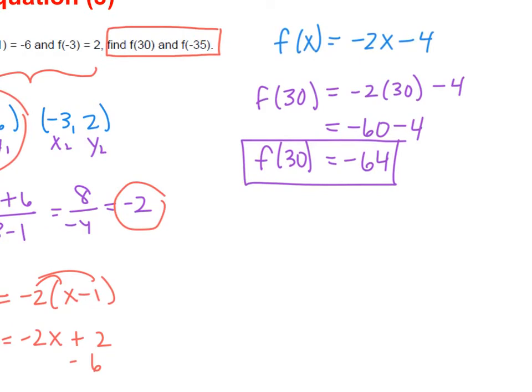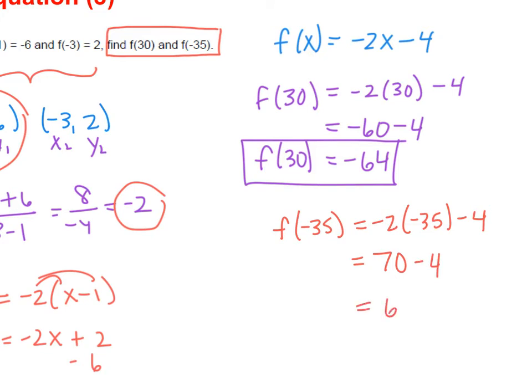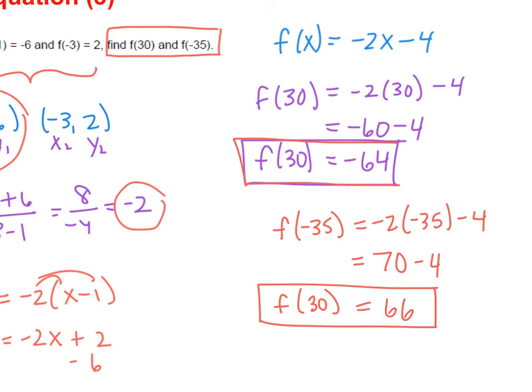Then we want to find f of -35. So that means plug a -35 in for the x. So -2 times -35 minus 4. Positive 70 minus 4, which gives you 66. So f of -35 is equal to 66. And these two are answering the questions that they asked.